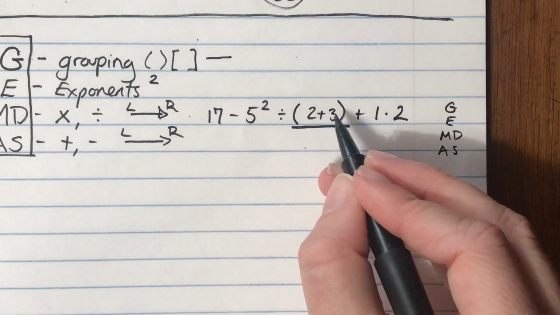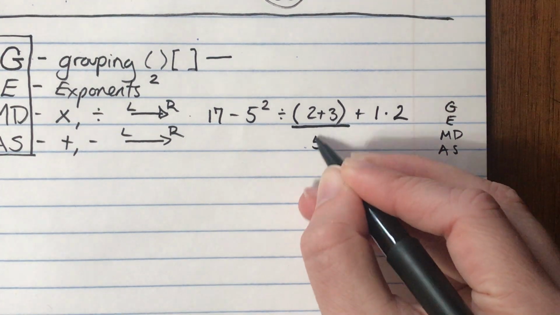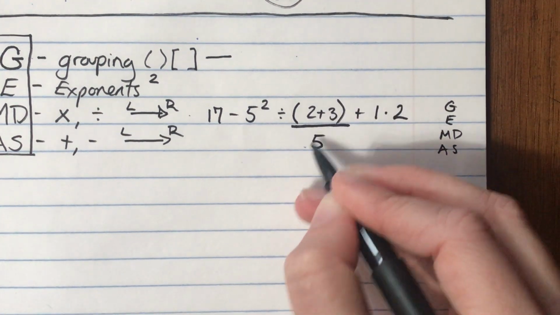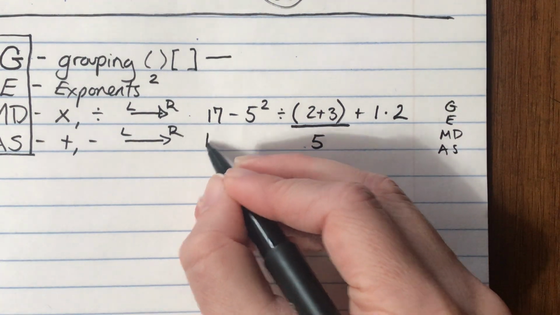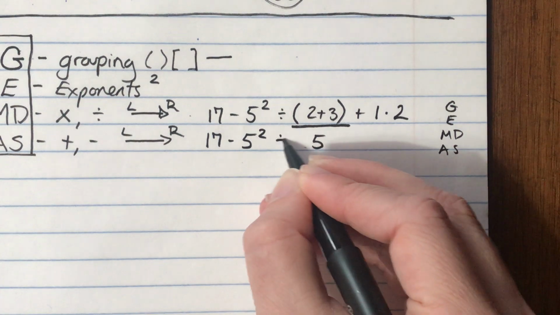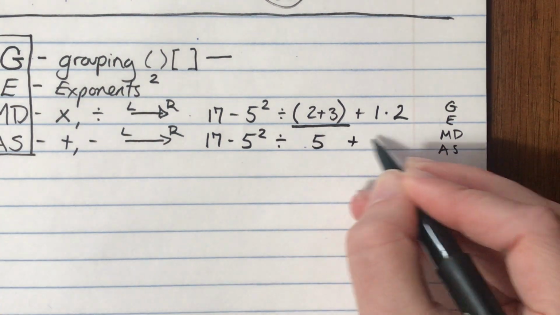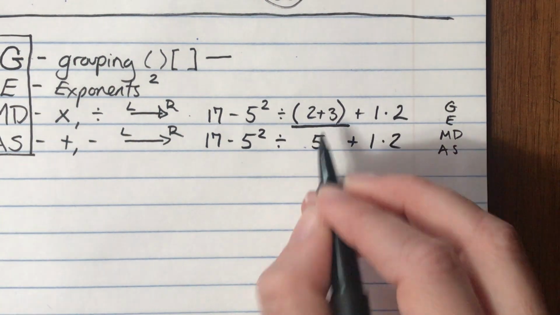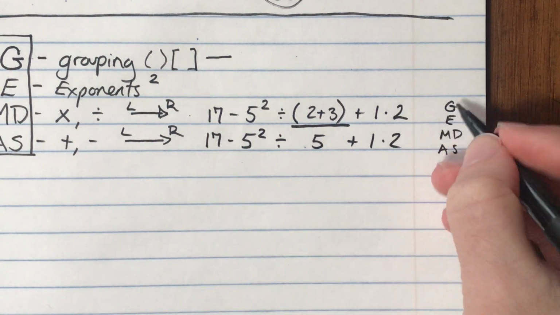It's in parentheses. 2 plus 3 is 5, and I'm going to write 5 right below that, and then I'm going to bring everything else straight down. Everything that I have not used already, I'm going to bring straight down. So now I have my grouping symbol worked out, but I still have everything else to do.